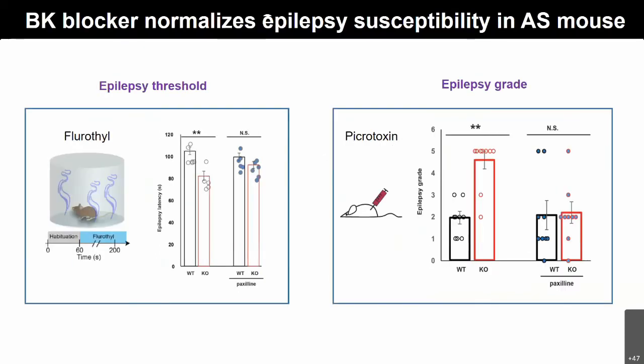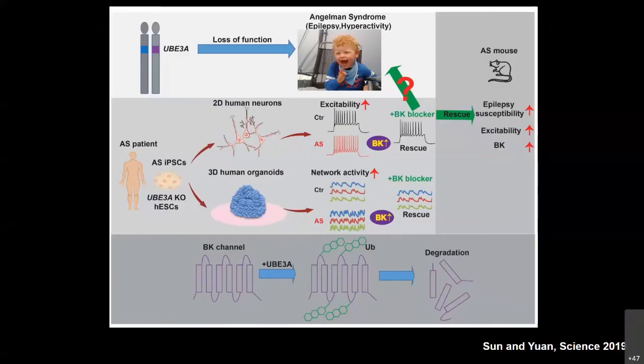Okay, but really the killer experiment is this one, where we have to show that the BK blocker, Hexlin or other compounds, should be able to rescue the epilepsy phenotype. So we use two paradigms, looking at epilepsy threshold using chlorophyll, as well as epilepsy grade using picrotoxin. This is a GABA blocker. In both cases, we are able to see that Hexlin is able to normalize the epilepsy propensity of the mice. All right, so to quickly summarize, this is published end of last year.